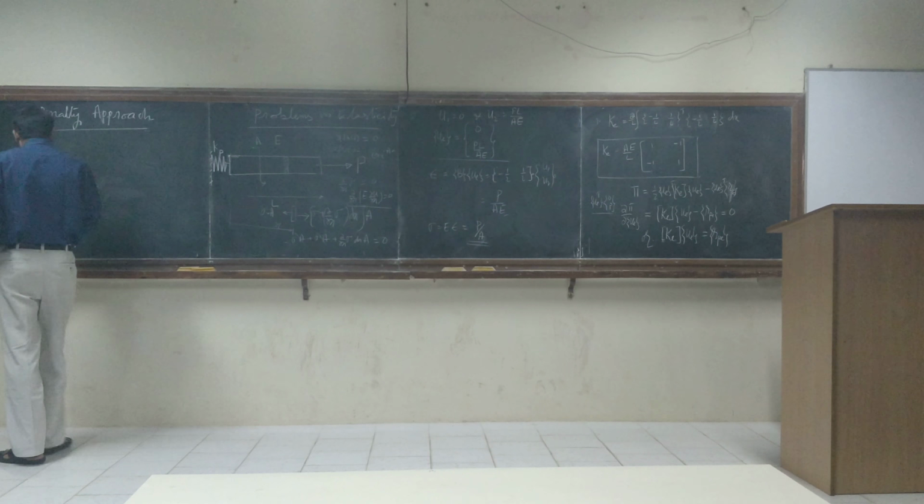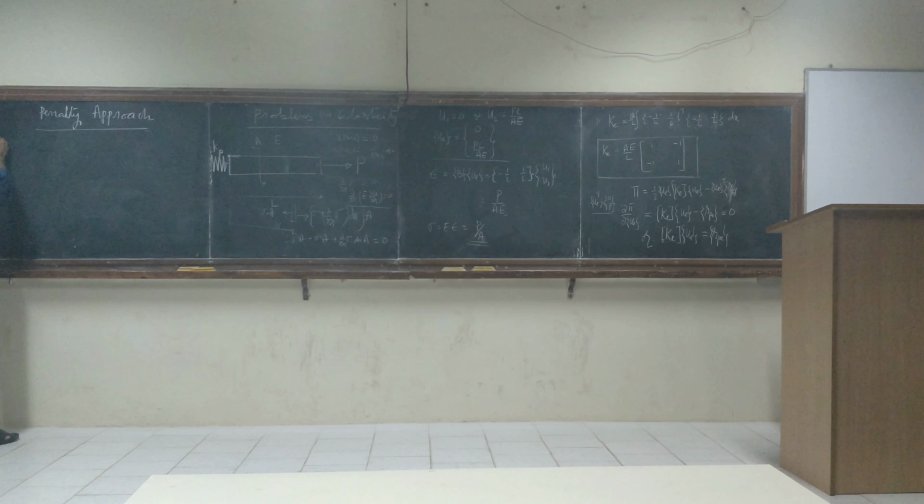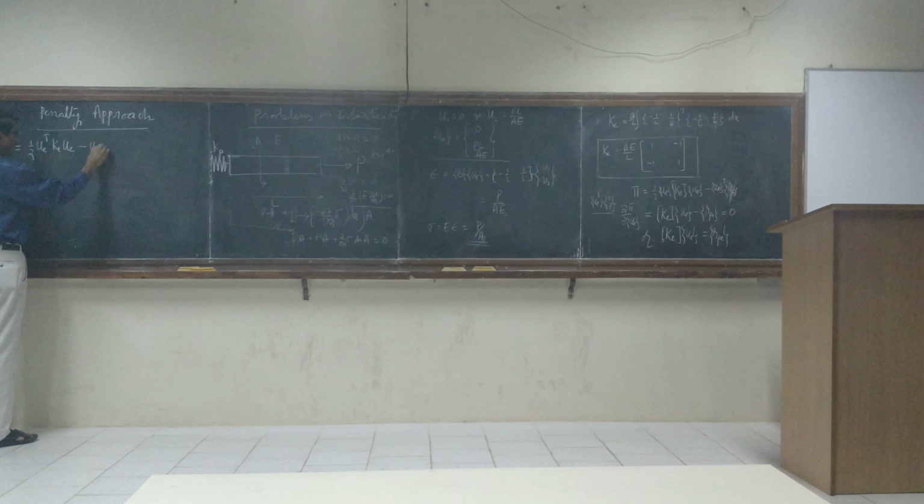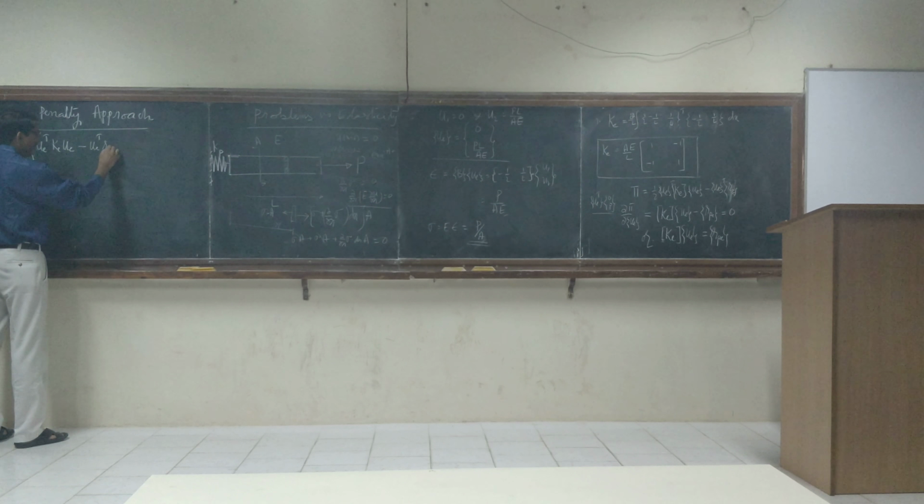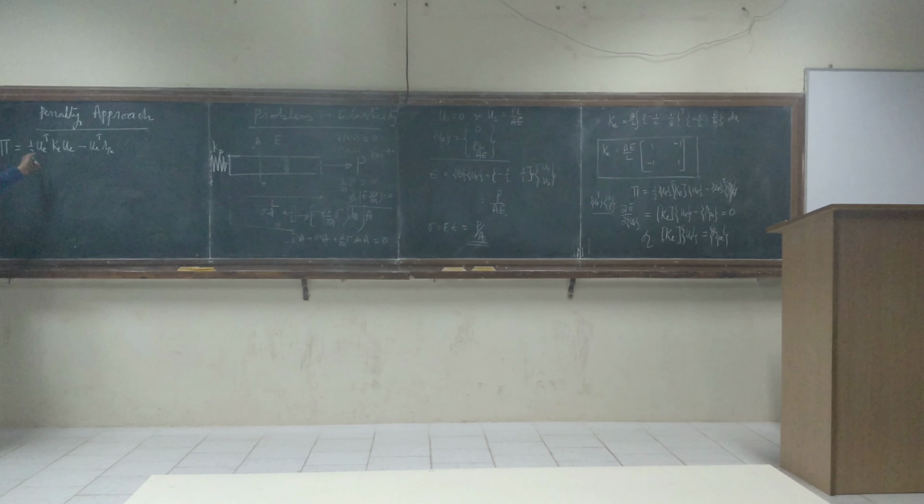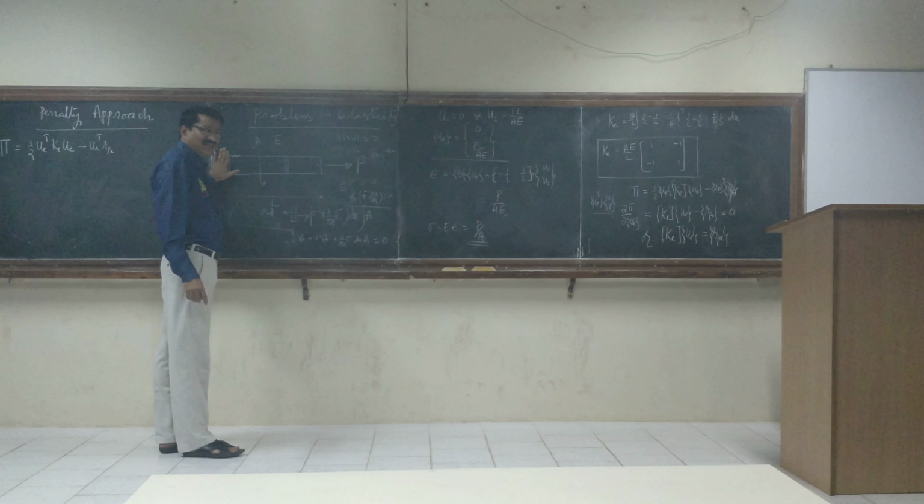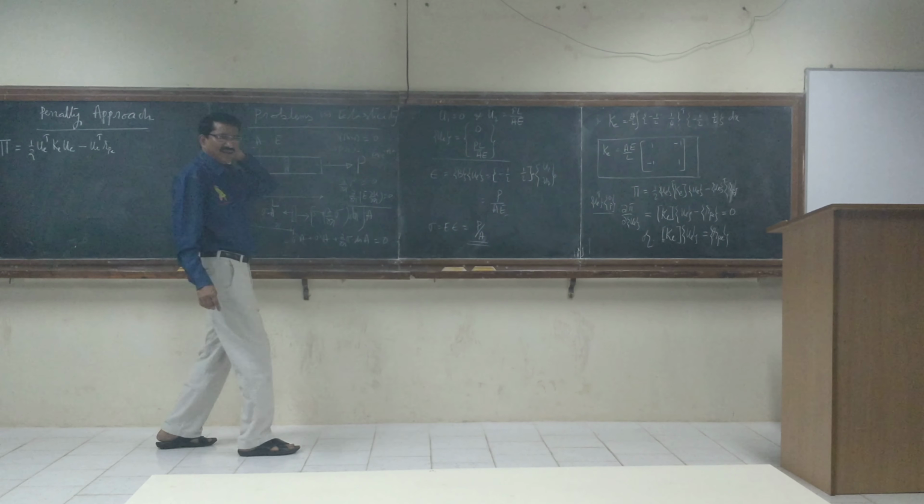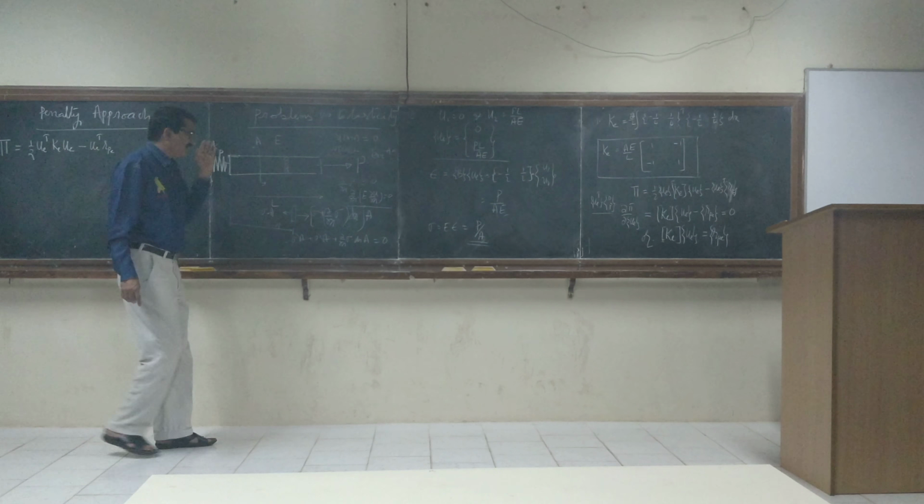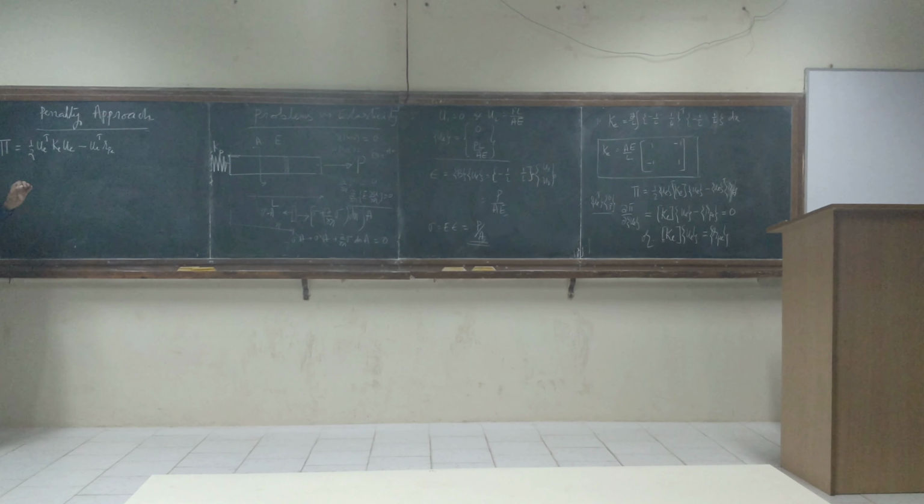Now let us look at the potential for this. Our system is now, we can write half UE transpose KE UE minus UE transpose RP. Without brackets, I am writing a simple form. This is the functional for the problem without the support. The same thing we have taken as this. Only thing I have not put in the brackets to save some time.